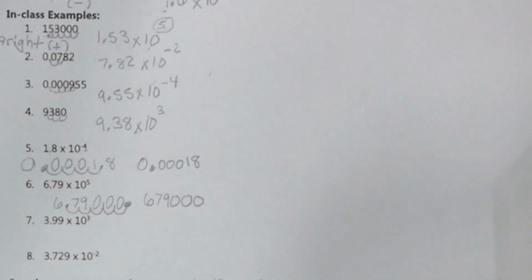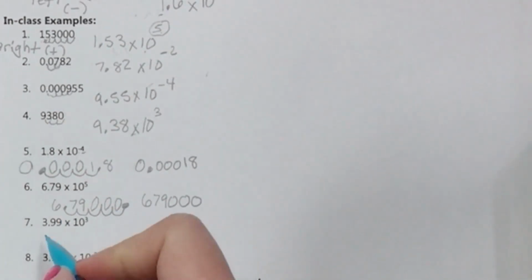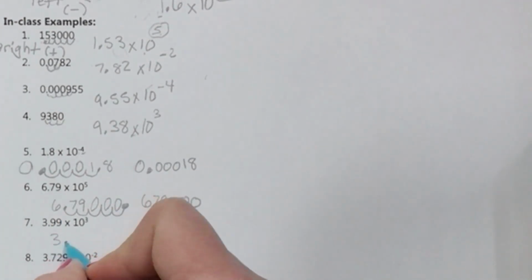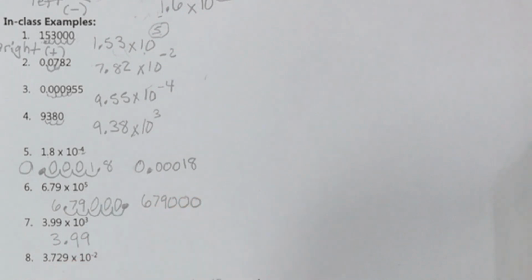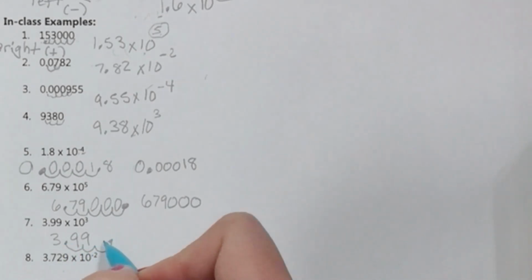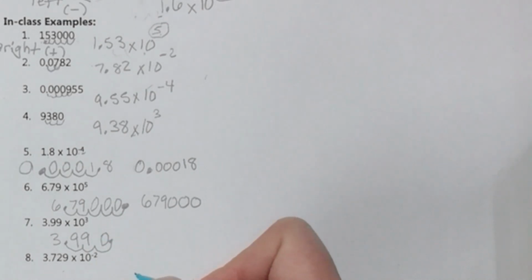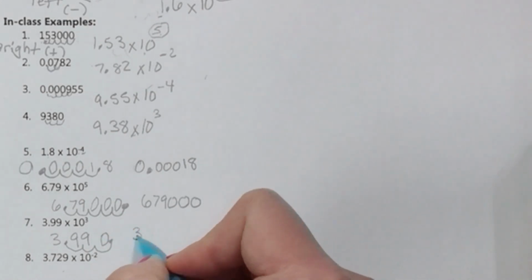Let's do 2 more practice problems. 3.99 times 10 to the 3rd. So 3 is a positive value. My decimal is going to go right 1, 2, 3 times. I have a 0 right there, so it is 3990.